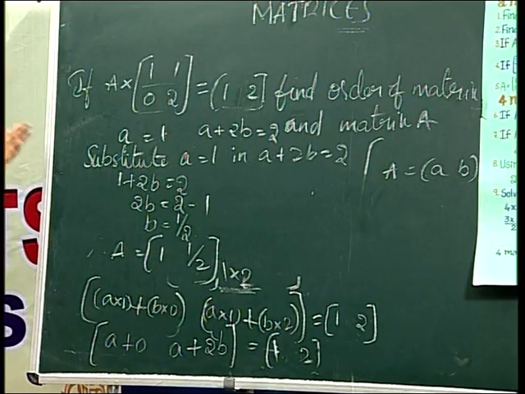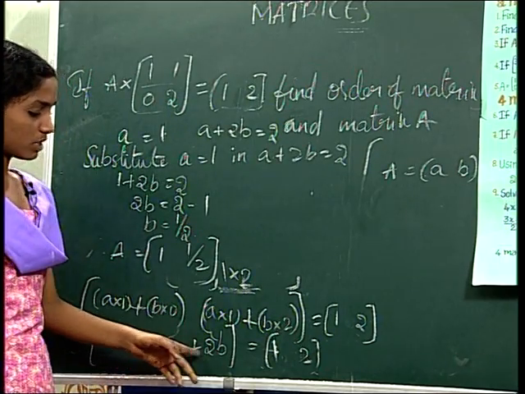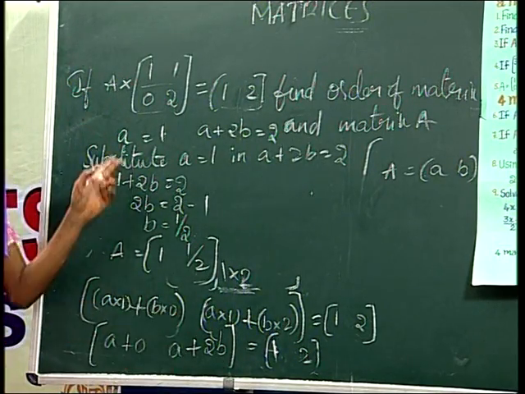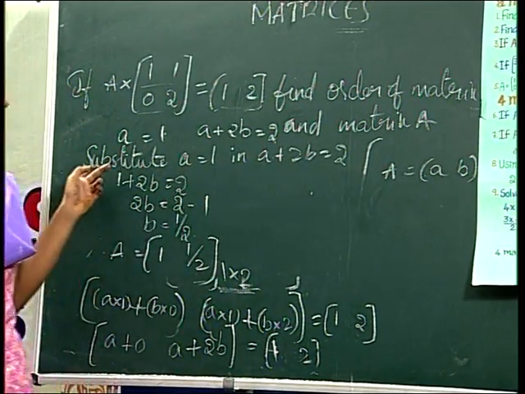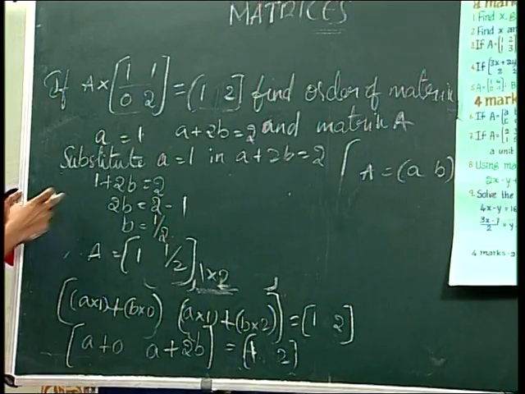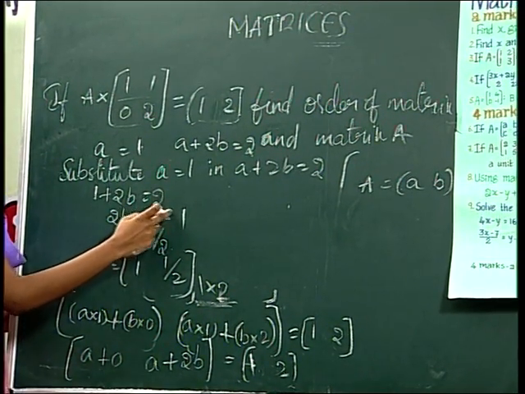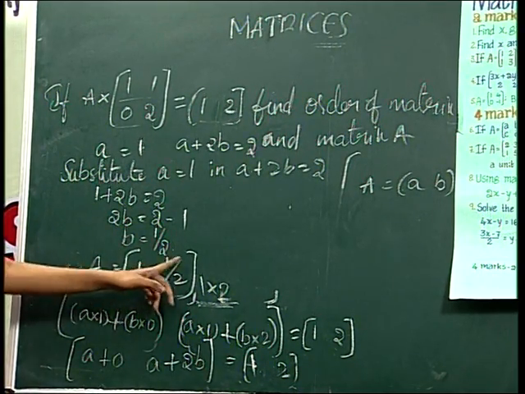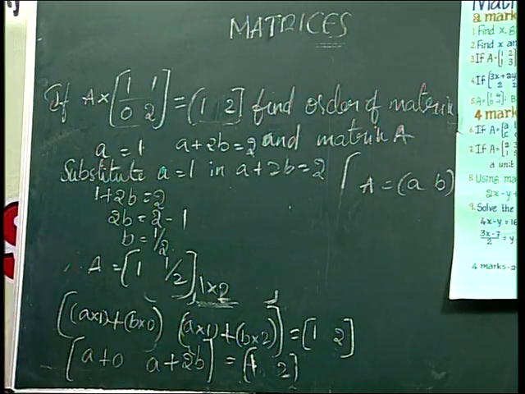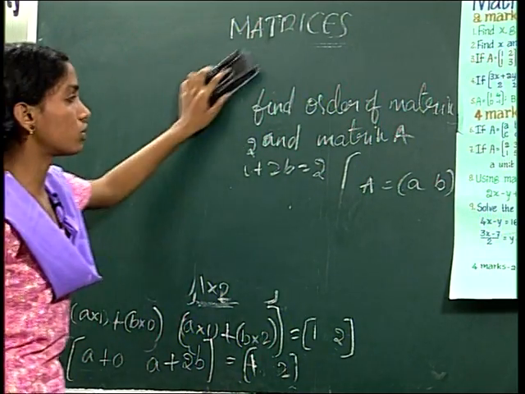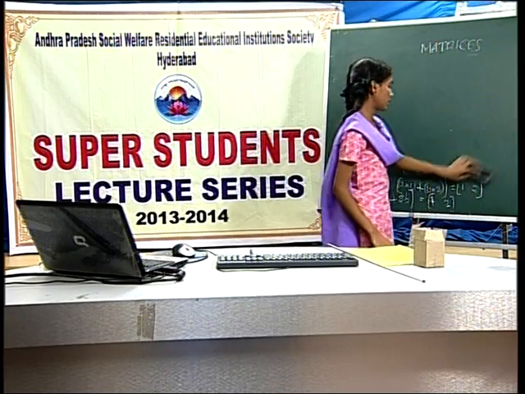See here, we assumed that A equals AB and we multiplied that. We multiply: A plus 0, A plus 2B, and the product of the matrix is 1, 2. By the equality of matrix, we equated A equals 1, A plus 2B equal to 2. By substituting A equal to 1 in A plus 2B, we can find B easily. So 1 plus 2B equal to 2, 2B equal to 2 minus 1, B equal to 1 by 2. Since we assumed that A equals AB, so A equal to 1, 1 by 2. The order of matrix is 1 by 2. By doing this problem, we have learned how to find the order of matrix and the matrix.